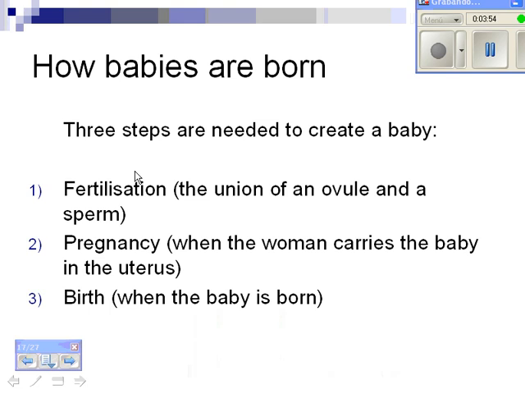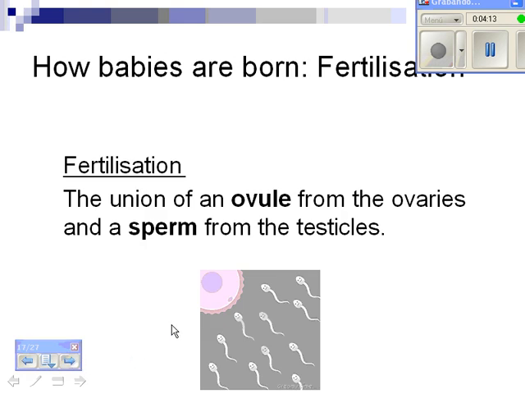How babies are born. Three steps are needed to create a baby. One, fertilization, which is the union of an ovule and a sperm. Two, pregnancy. This is when the woman carries the baby in the uterus. And three, birth. This is when the baby is born. So, fertilization. Fertilization is the union of an ovule from the ovaries in the women's reproductive system and a sperm from the testicles in the male reproductive system.